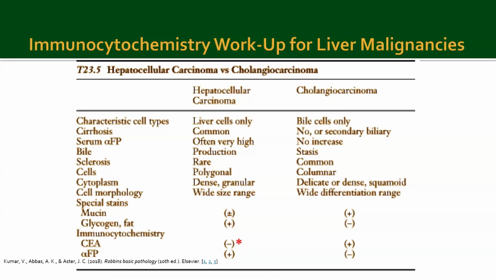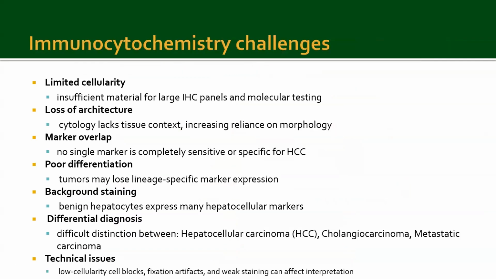And then for special stains, mucin is with or without for hepatocellular carcinoma, but it's always positive for cholangio. For glycogen, that is positive in hepatocellular carcinoma, but always negative in cholangio. And then for immunocytochemistry, CEA is very importantly negative in hepatocellular carcinoma, but positive in cholangio, and that's because it's an adeno. And then alpha fetoprotein, like I said, is positive in hepatocellular carcinoma, but negative in cholangio.